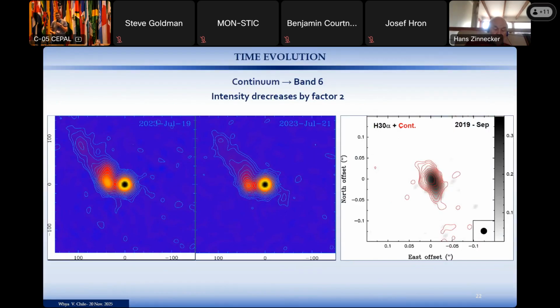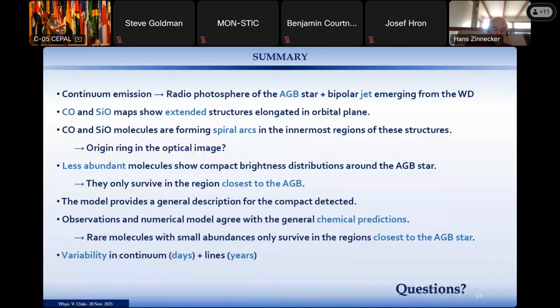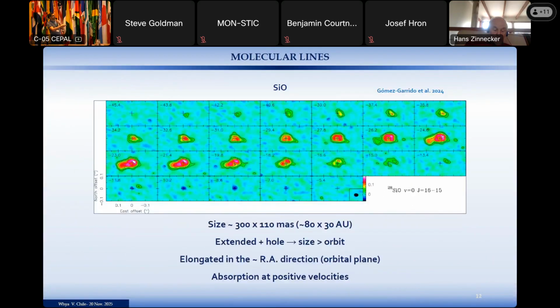And then I also had a question about the infalling material onto the AGB. Do you have velocity estimates for that? And what is the velocity range for those? Yeah, it is positive velocity. For example, the absorption is located here at positive velocity with respect to the systemic one. Maybe 10 kilometers per second. 10, 15, maybe. Thank you. You're welcome. Other questions? Okay, let's thank Miguel. Thank you very much.